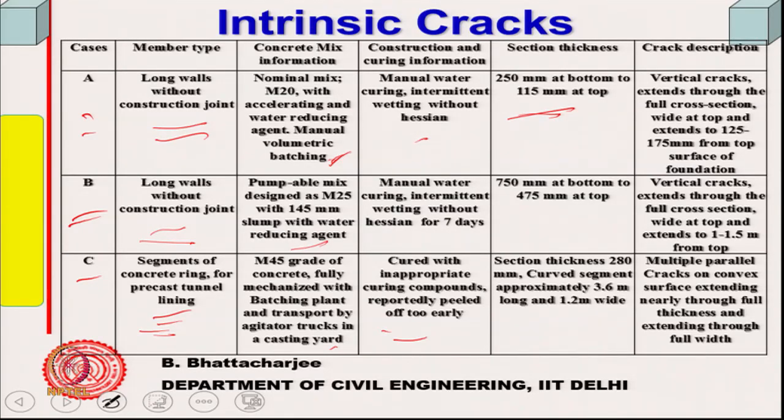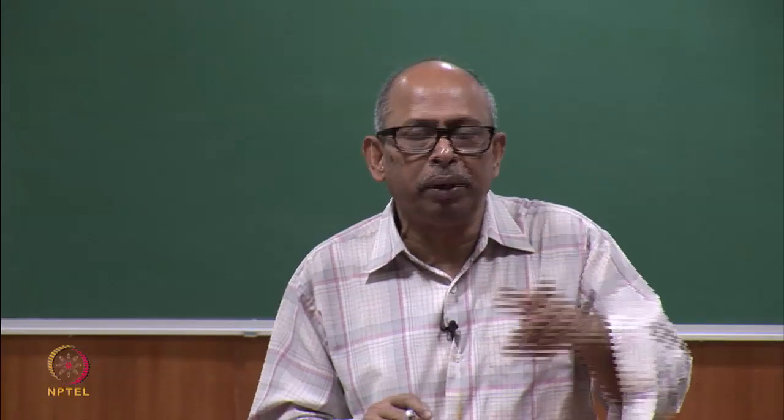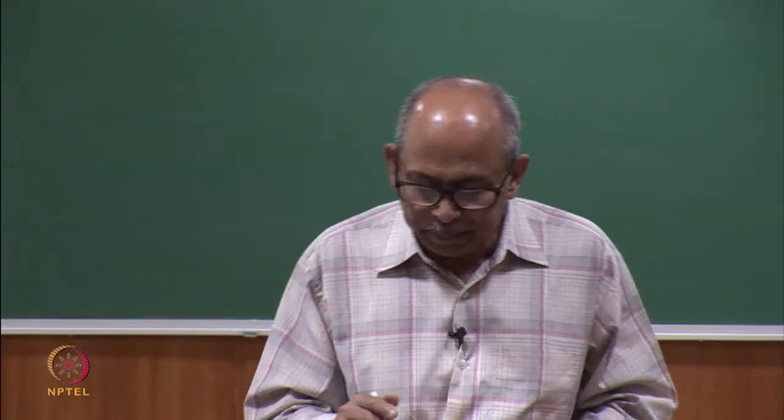So, it is a thin section as you can see, and the observation was vertical cracks extending through the full cross section, wide at top and extending 125 to 175 mm from the top surface of the foundation. So, from the bottom up to about 125 to 175 mm, no cracks, because thickness becomes more there.